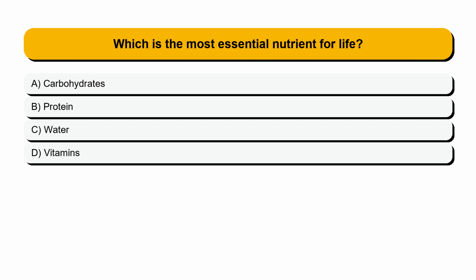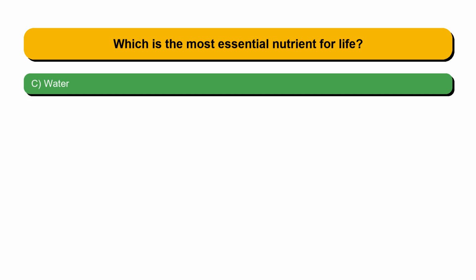Question 38. Which is the most essential nutrient for life? Option A. Carbohydrates. Option B. Protein. Option C. Water. Option D. Vitamins. The correct answer is option C.